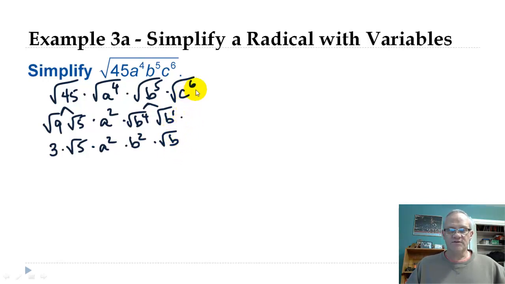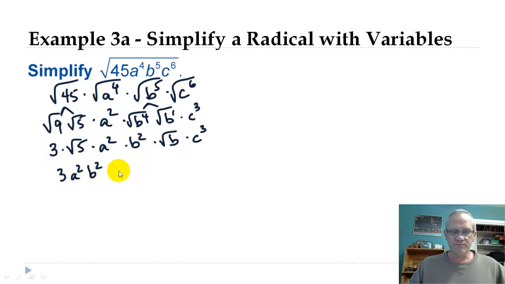And then finally here, this would be 6 divided by 2, so c to the third. And so then what we do is combine all the ones that we've got, put the ones that are outside of the radical first, and then the ones under the radical last. So I've got 3 a squared, b squared, c to the third, and then square root of 5b.